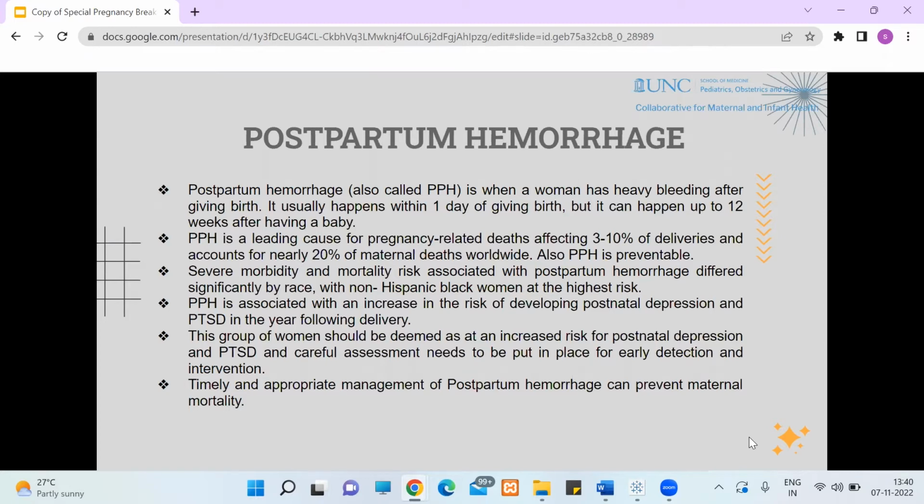So the studies have shown that maternal race is a major factor in risk for maternal mortality and severe morbidity, with non-Hispanic Black women being at the highest risk.